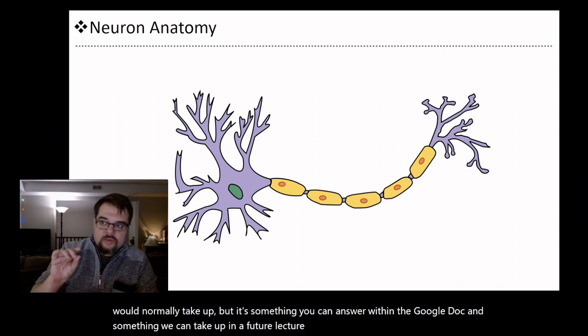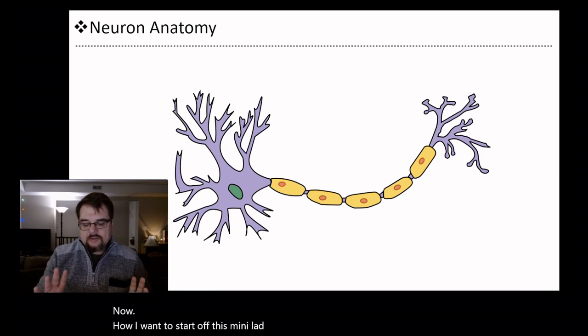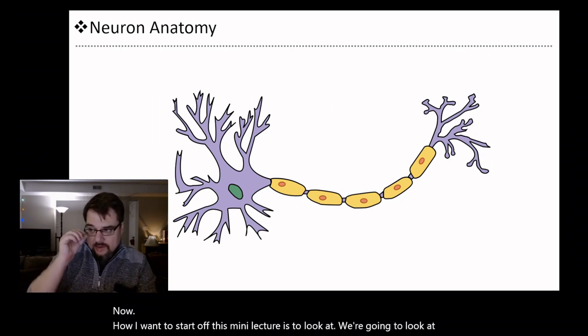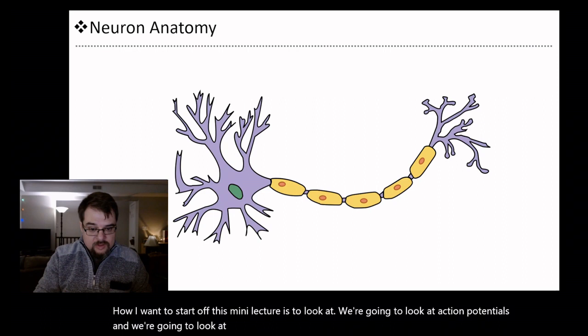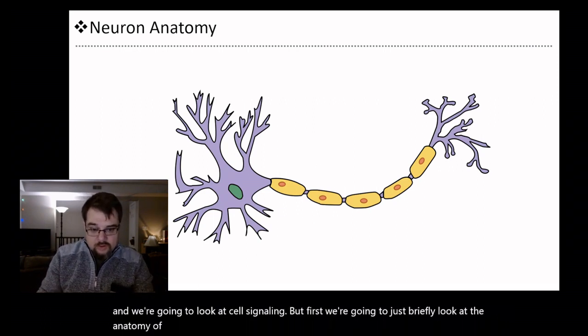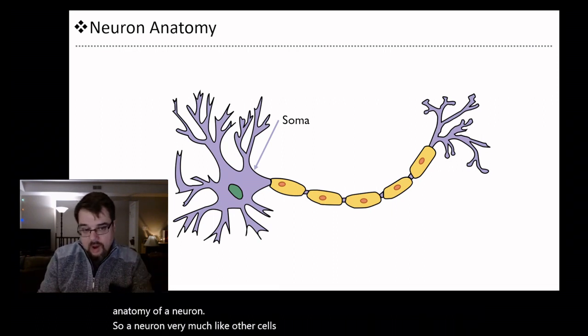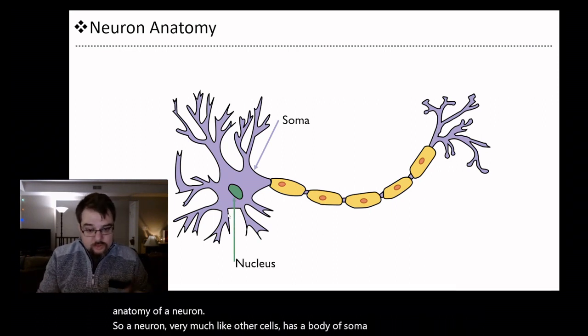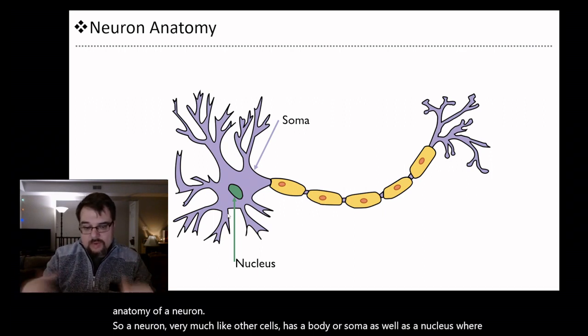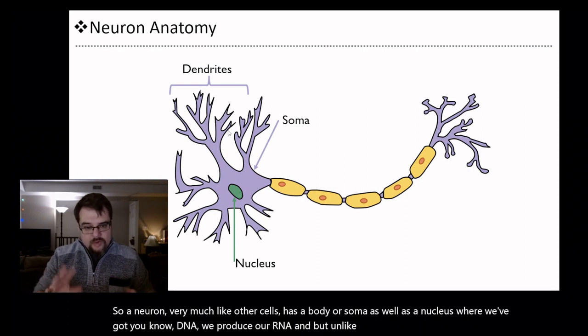Now, how I want to start off this mini lecture is to look at action potentials and cell signaling. But first, we're going to briefly look at the anatomy of a neuron. A neuron, very much like other cells, has a body, a soma, as well as a nucleus where we've got DNA and we produce our RNA.